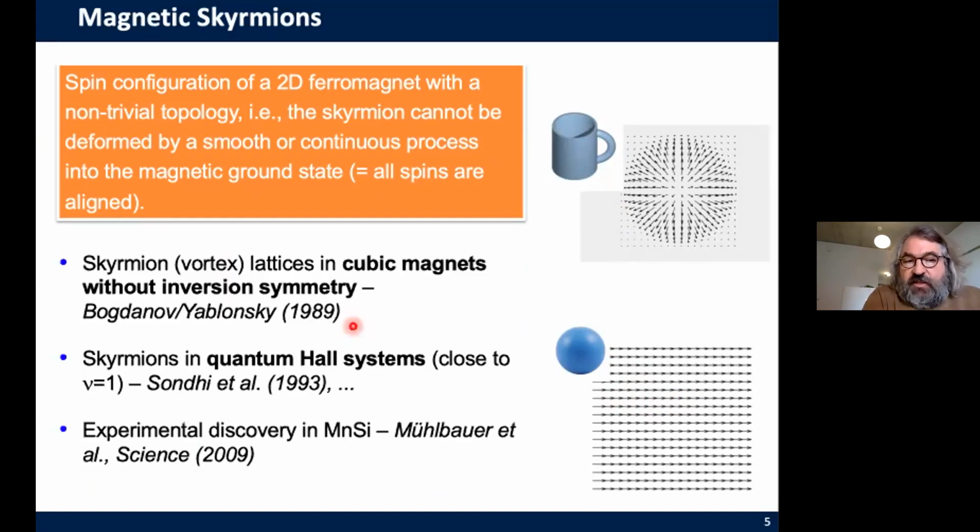It all started with a paper on cubic magnets. It's a theoretical paper by Bogdanov and Yablonskii in '89. These are cubic magnets without inversion symmetry, and I will show you in a moment what this is good for. Then it resurfaced in the context of quantum Hall systems shortly thereafter, and then finally in 2009, Christian Pfleiderer's group in Munich, using SANS, demonstrated that there are magnetic skyrmion lattices in manganese silicide.